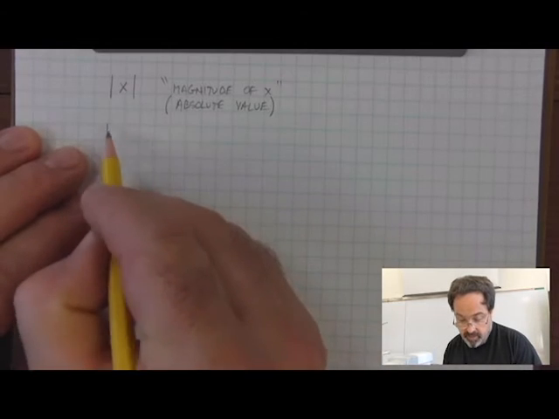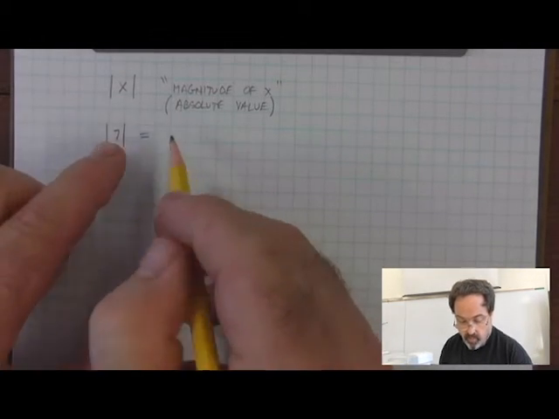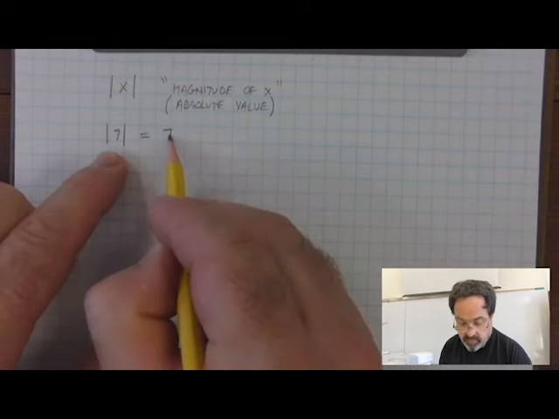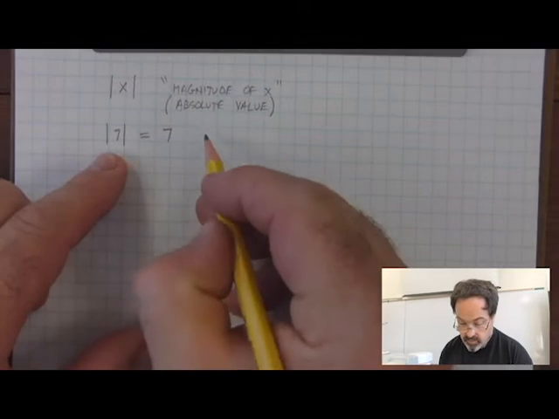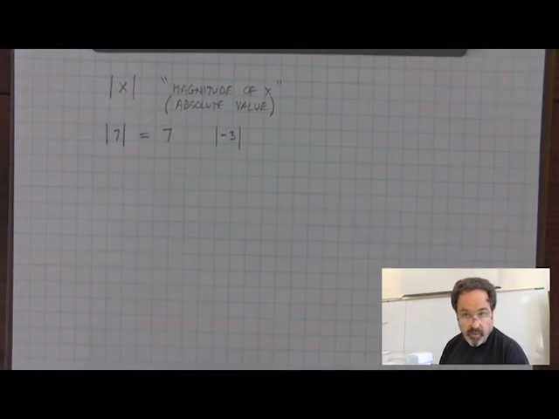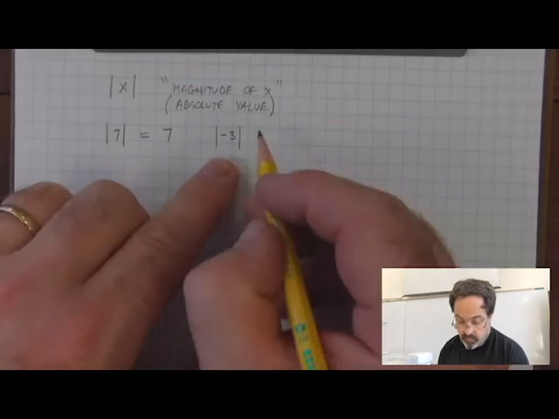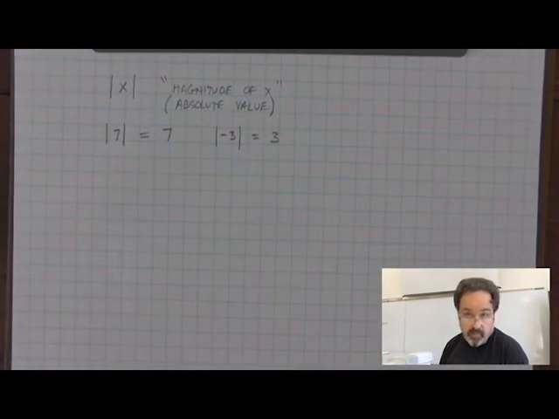So if we have 7 inside of the magnitude bars, we're saying, what is the magnitude of 7? It's 7. In other words, 7 is a positive number, keep it positive. We'd also ask, what is the magnitude of negative 3? How much is negative 3 worth, irregardless of sign? And of course, the magnitude of negative 3 is positive 3. Abstractly, we can think the absolute value of a negative number means to change it positive.